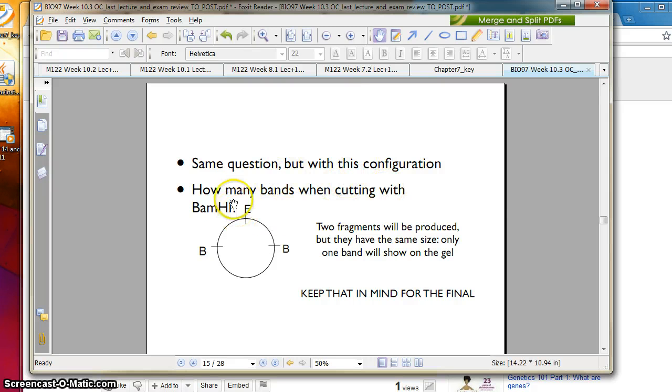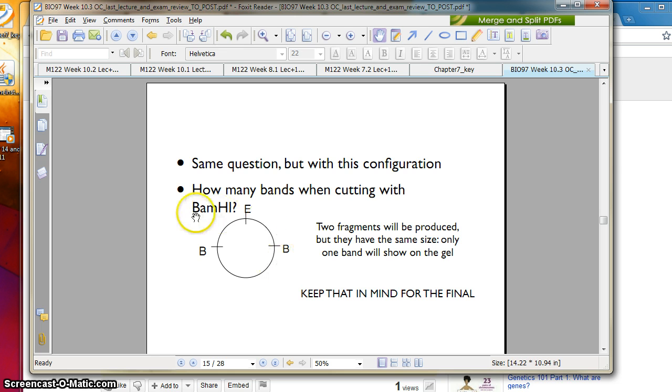Same question, but different configuration. How many bands when cutting with BamHI? This one is one band, even though there are two fragments. Why? Because here and here, they're on opposite sides of the circle. I guess you can say they're equidistant. I'm just trying to think of fancy terms to say that they're the same length apart. Both these fragments will be the exact same size, so you will only get one band because fragments are determined by their size.